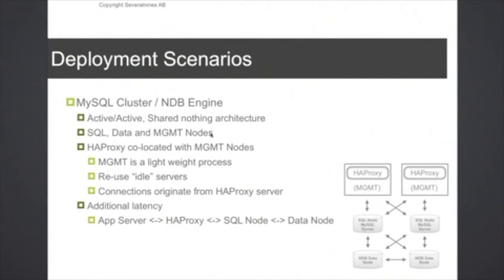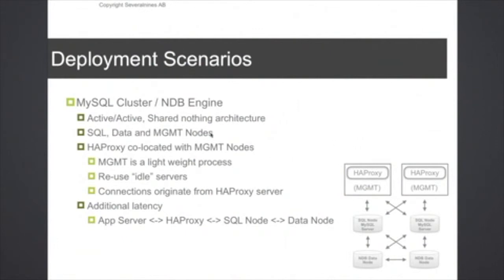As I mentioned before, the original connections are coming from the HAProxy server. So your SQL nodes here need to have grants set up properly, so that connections are allowed to come from the HAProxy servers or the management nodes in this case. One drawback here is additional latency, because the application servers now need to connect to the HAProxy instances, which then connect to the SQL nodes and then to the data nodes.